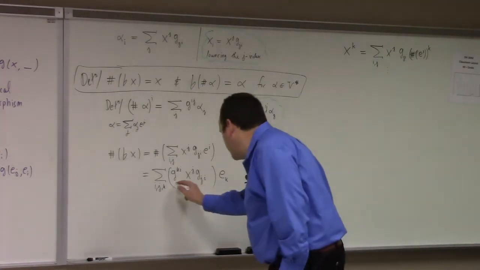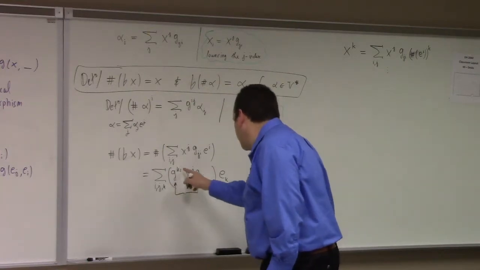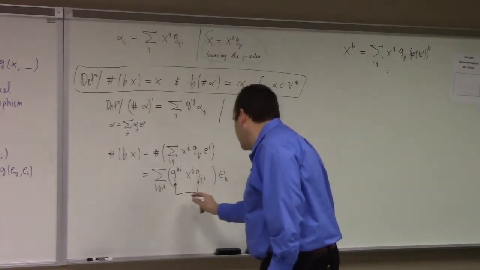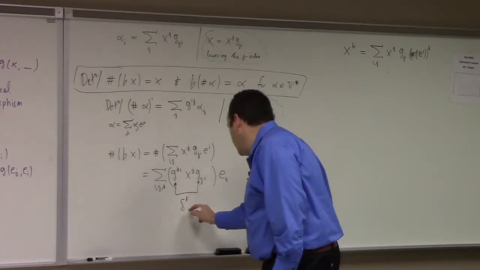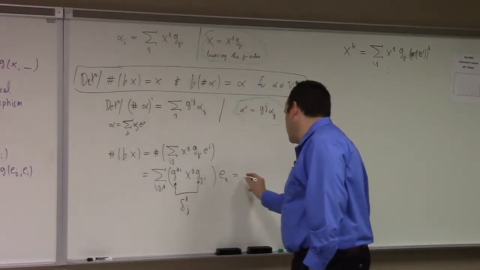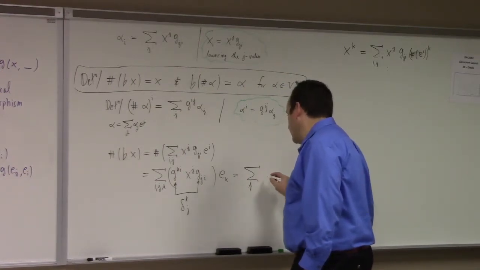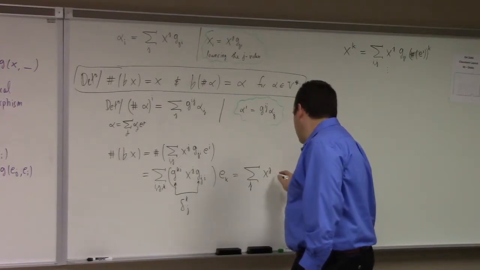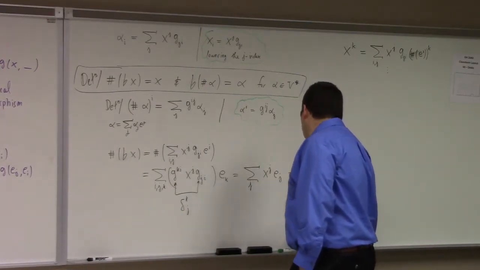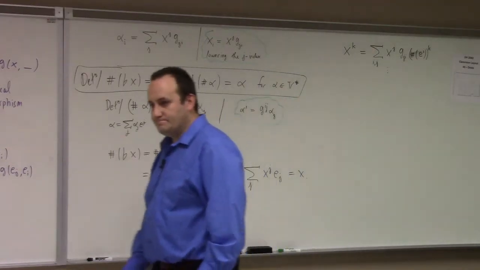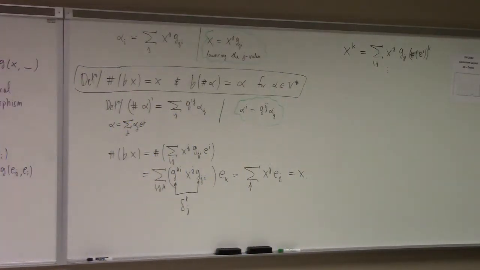And the point is that these two, as we contract over the i, produce a Kronecker delta, k j, right? And so we're left with the sum over j of x^j e_j, which is otherwise known as x. Are we good?